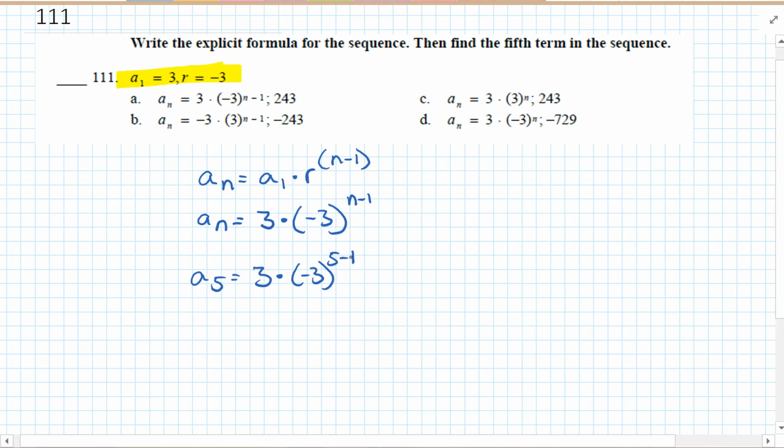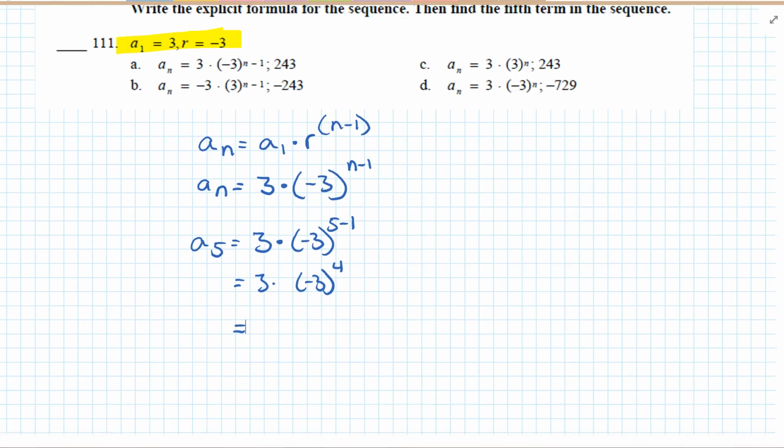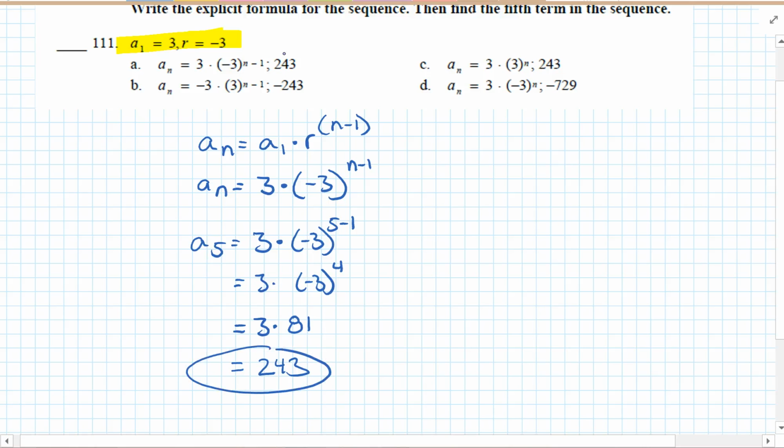So I rewrote it. A of 5 equals 3 times negative 3 to the 5 minus 1 power, which is 3 times negative 3 to the 4th power. Negative 3 to the 4th power is 81. Remember, negatives to an even power give a positive number. So it's going to be 3 times 81, which is 243. So I'm looking for 243, and I'm looking for 3 times negative 3 to the n minus 1 power. My answer is A.